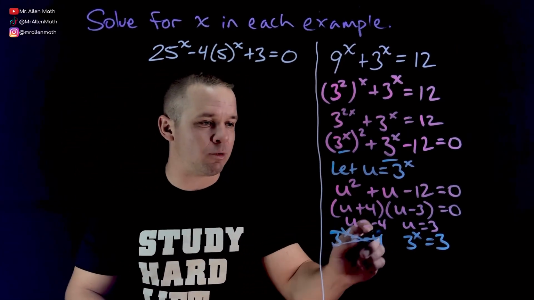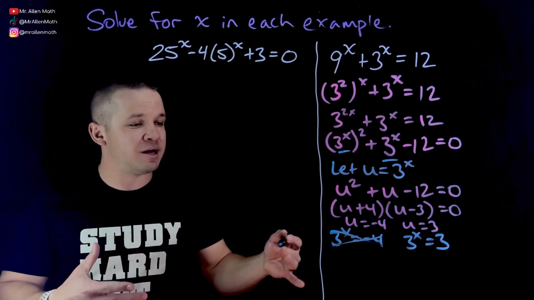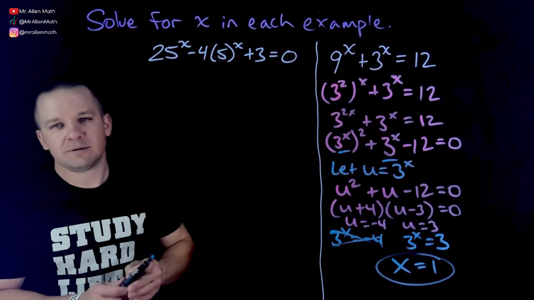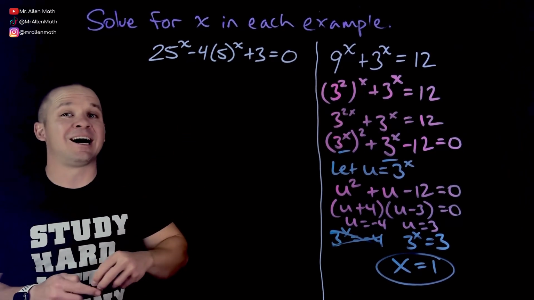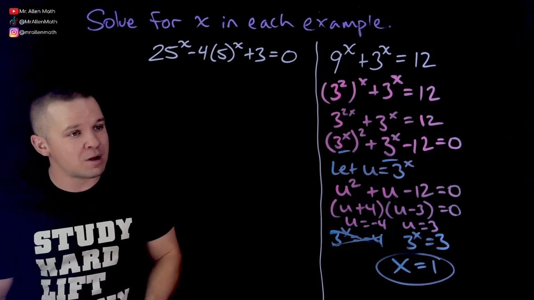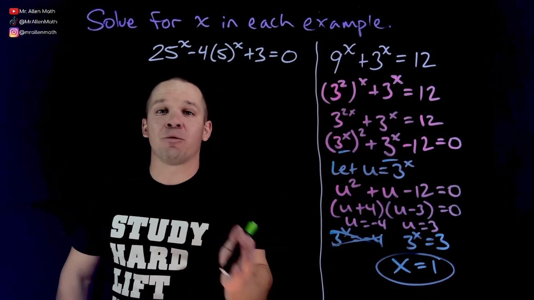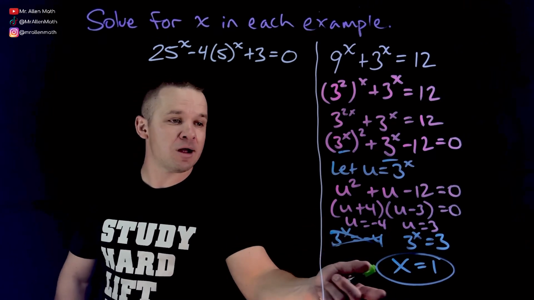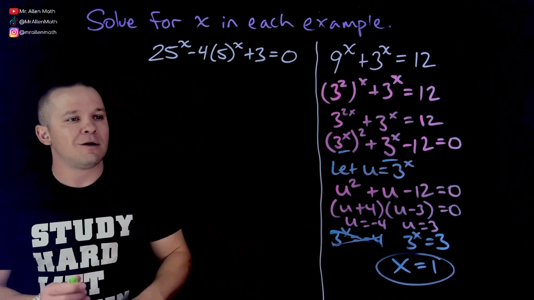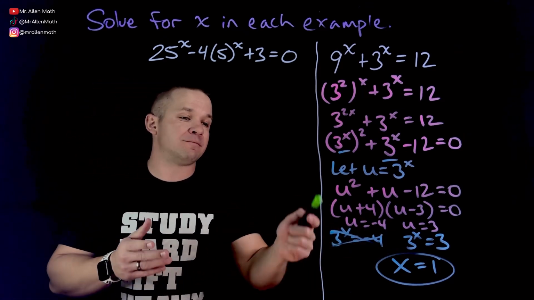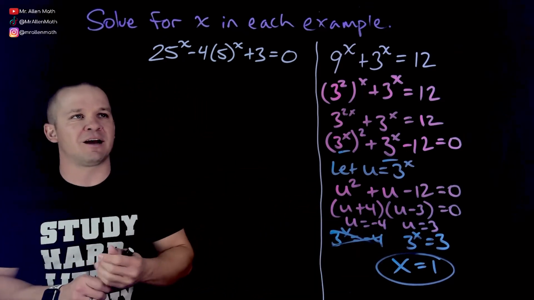I cannot solve this one, but 3 to what power gives me 3? 1. So x equals positive 1. Nice. Excellent non-calculator problem for a test or quiz or whatever, because all of this can be done without a calculator. I can't even solve this one. If it was 3 to the x equals 4, then I could use logs to solve it. But if it's not solvable, whether I have a calculator or not, that one is a perfect non-calculator problem, okay?